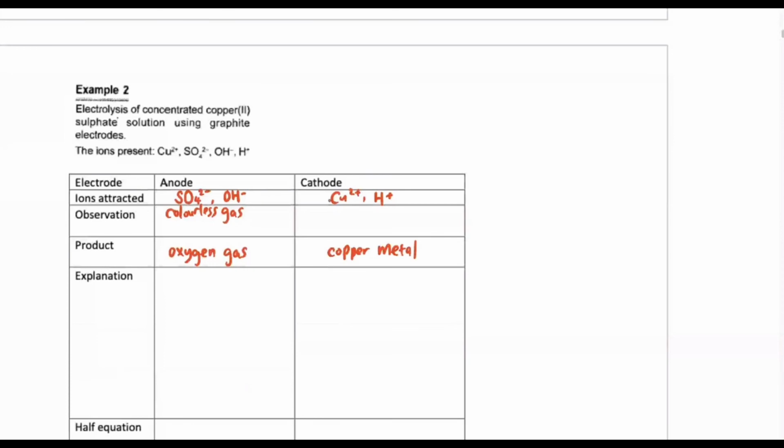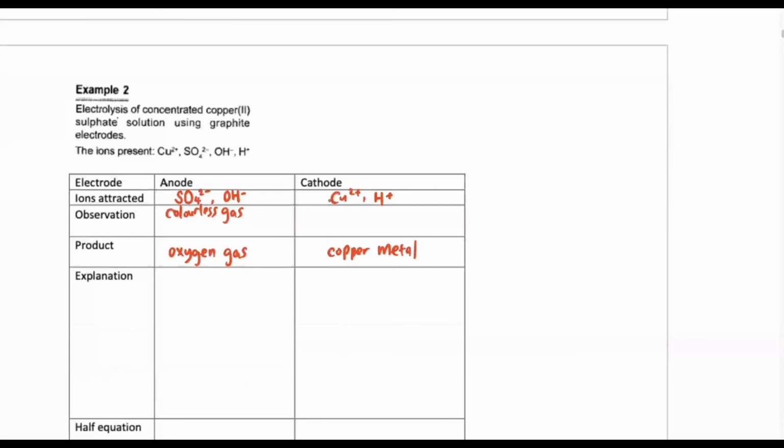Okay, half equations: 4 OH minus gives 2 H2O, O2, and 4 electrons. Cu2 plus accepts electrons and becomes Cu.